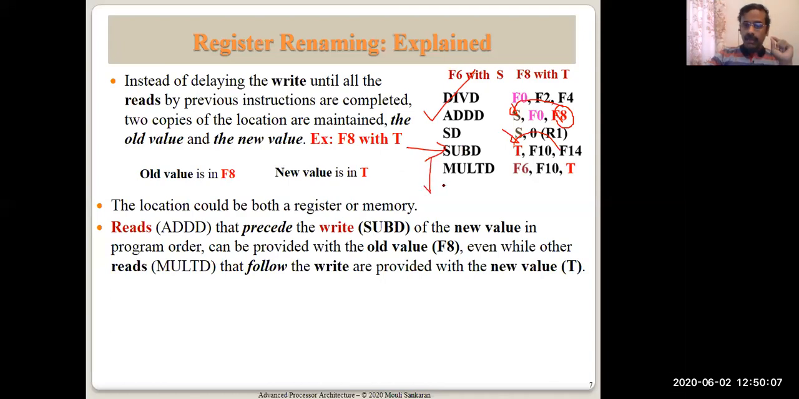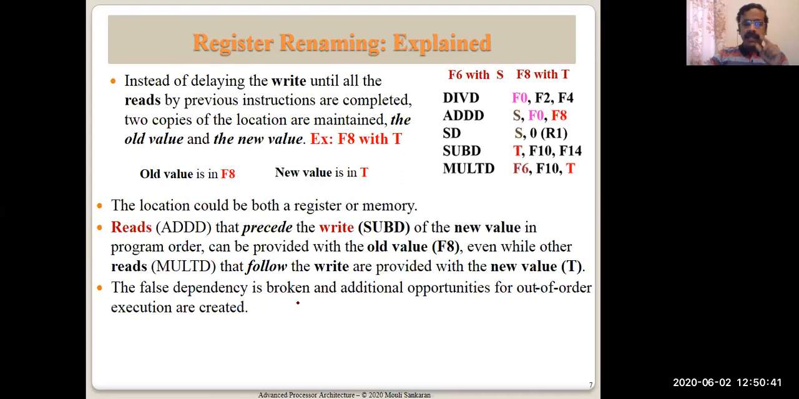Similarly, the instructions which are following this new value can be given this value for their reads. So you are not stopping this instruction as well as you are not stopping this instruction. Both are running. Now, because you introduce a new register, it is a new avatar, a new creation. So that dependency between F8 and this instruction is gone. We have given a new register to it. So the false dependency is broken and additional opportunities for out of order execution are created.